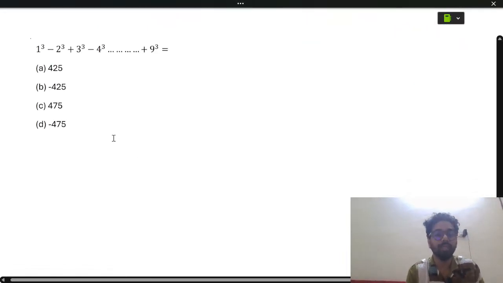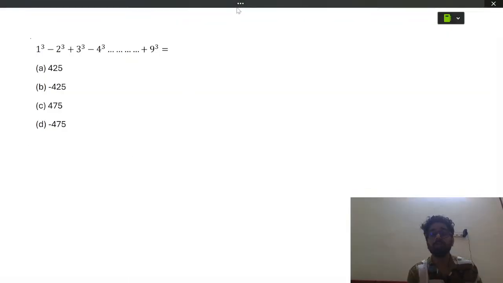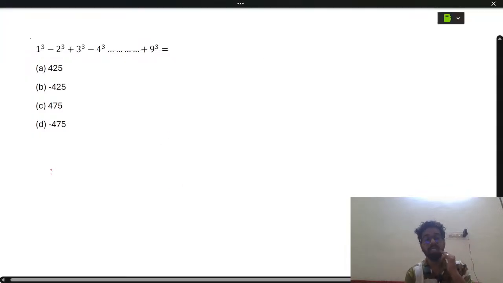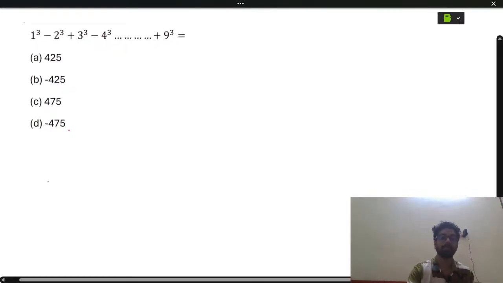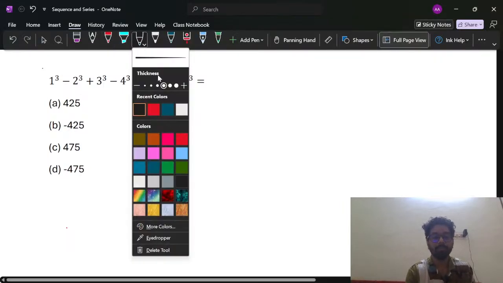1 cube, 3 cube, this is again I guess taken from AIEEE 2002. So I have taken questions from the last 25 years, most important questions. The series questions I have not taken from 2024 also, but you will check it by yourself. That's your homework. Okay, now 1 cube, 2 cube, 3 cube, 4 cube. We are going to solve this part.